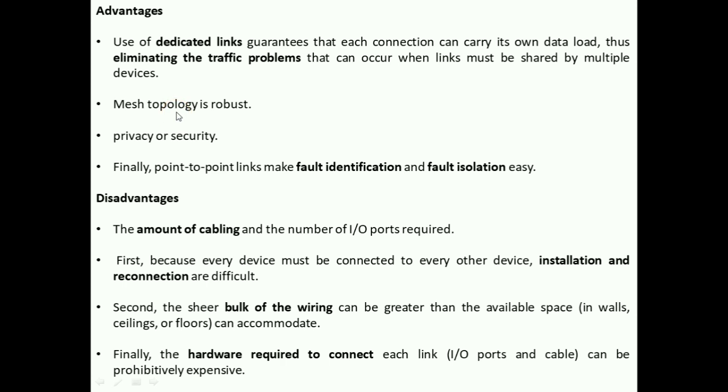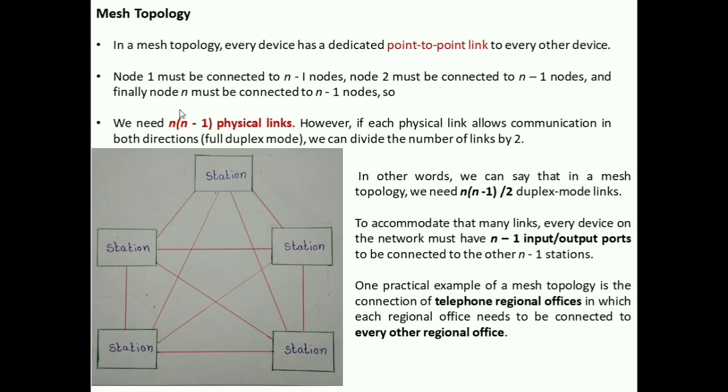The next one is that mesh topology is robust. Robust in the sense that every device is connected to every other device. If one link is disconnected, this station can still reach this particular station through another path.